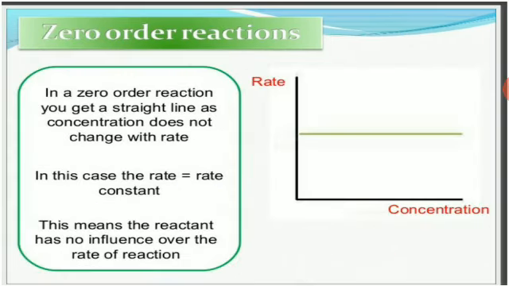So for the overall reaction, the rate of the reaction is K, molar concentration of X and molar concentration of Y. For the zero order reaction, if we plot a graph between the rate and concentration, it will be a parallel line because the rate of a zero order reaction does not depend upon the concentration.